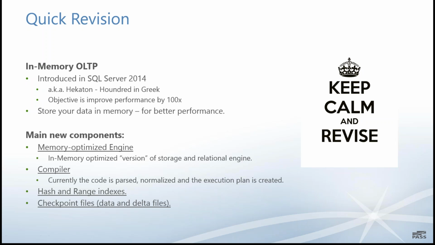A few new components were introduced within Memory OLTP. Maybe the two main ones are the Memory Optimized Engine and the compiler. Everything in the Memory Optimized world is compiled. In the traditional database nowadays, you need to parse the code, normalize, and create an execution plan. All those steps are made by the compiler, so you can skip this. And the Memory Optimized Engine is a version of the storage and the relational engine that you have in the traditional databases.